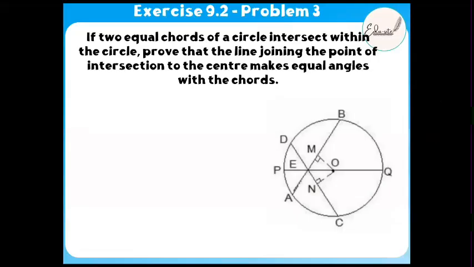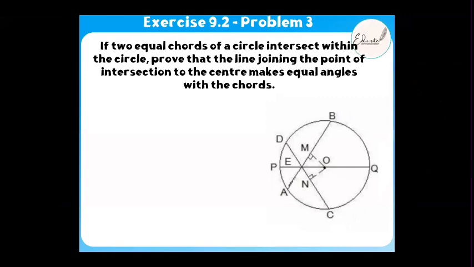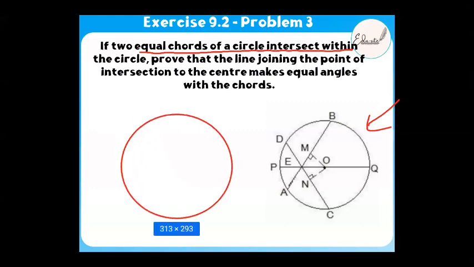The third question. If two chords of a circle intersect within the circle, prove that the line joining the point of intersection to the center makes equal angles with the chords. What the question has asked is, if two equal chords of a circle intersect within the circle. But actually they won't give you the diagrams, beta. So please learn to draw the diagrams. I'll tell you how you're going to draw this, okay?